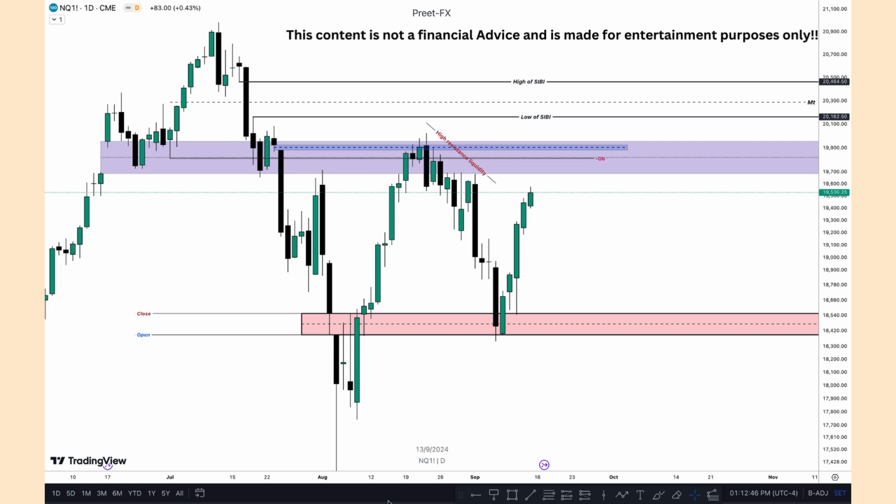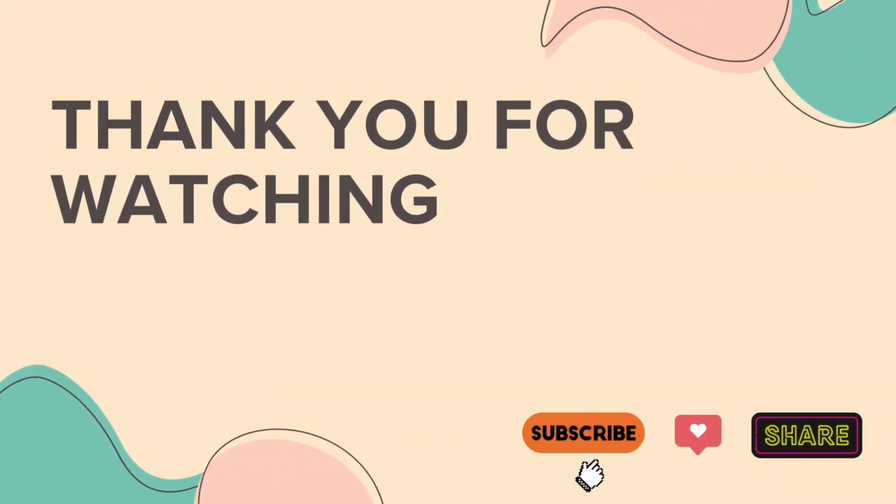However, we also have SIBI right inside the weekly order block, which could push the price down. With my bias for dollar being bullish, I'm not entirely clear on the directional bias yet. Let's see what the market presents as the week unfolds.